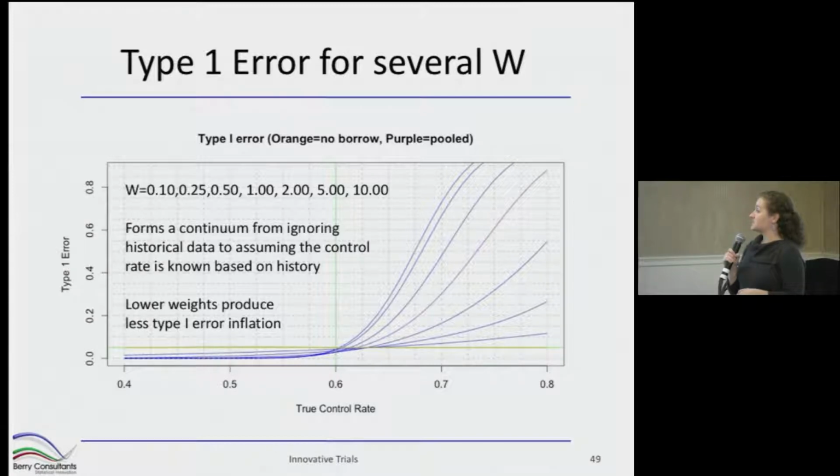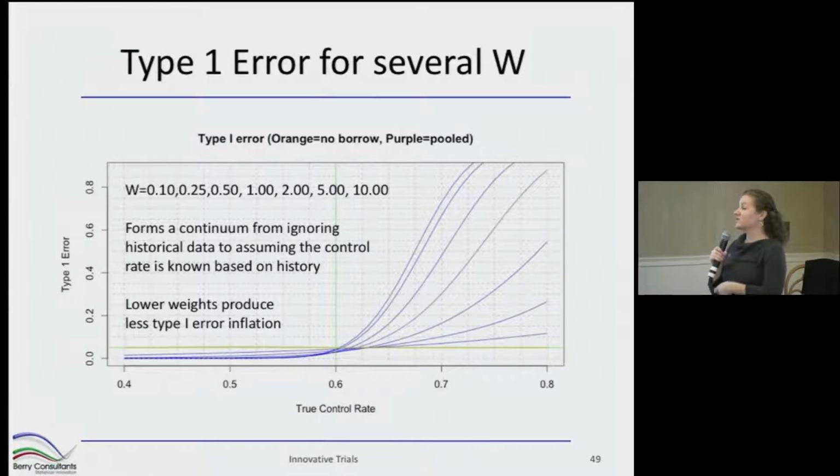So let's see, what we saw in the past is our purple line. That was if we just assume that the historical data counts just like our current data. So a weight of 1 is that purple line. This is our type 1 error graph, and as we saw before, we have this inflation as we start to differ from our 60% rate. But now what we see is that this inflation of our type 1 error rate is dependent on how much we weight the historical data.